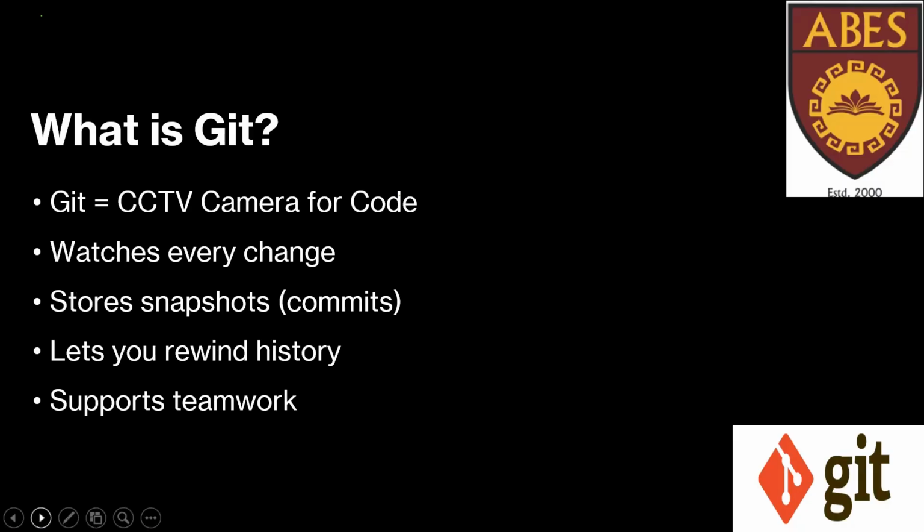Now let's understand what is Git. Think of Git as a CCTV camera for your code, for your content. It watches every change, who did it, when, what was changed, and it stores snapshots. In terms of Git, it is called a commit. We will discuss this in this lecture. You can rewind and see the history with the help of Git, and multiple developers can work together and Git will track who changed what.